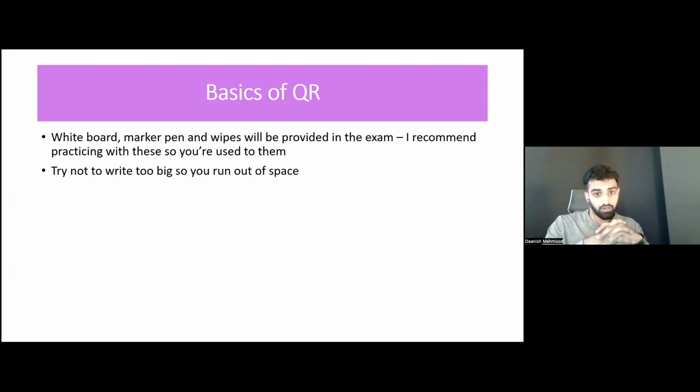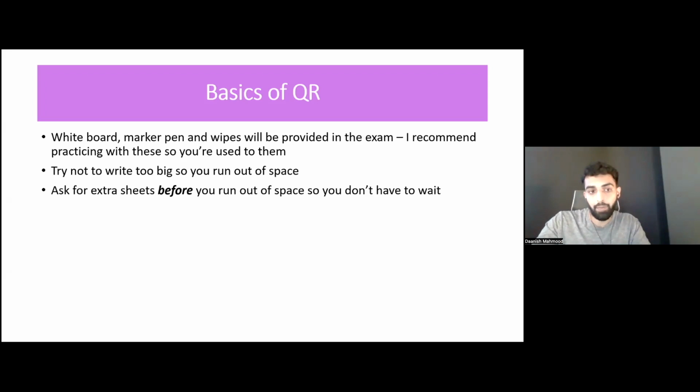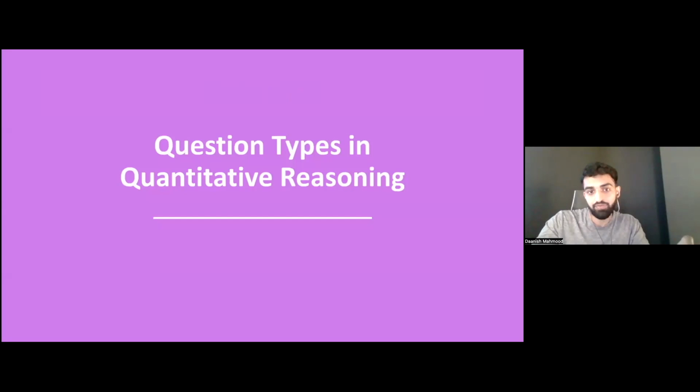If you find that you're running out of space, just put your hand up before you finish the space and say, "Can I have some more whiteboards, please?" And then they should give you them before you need them. And that's that tip. Okay, so now we're going to run through the different question types.